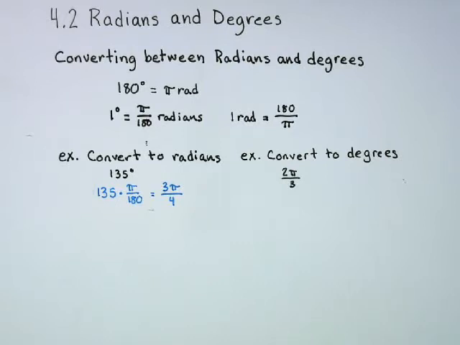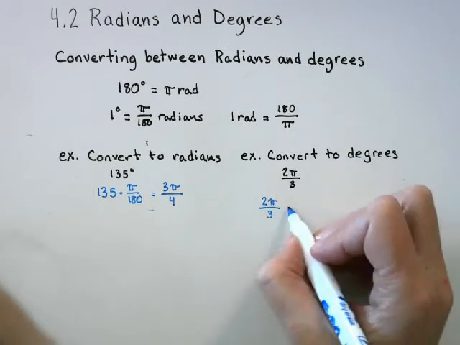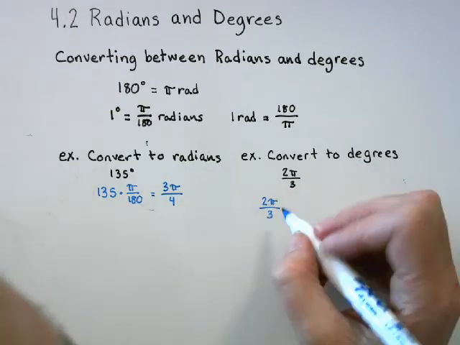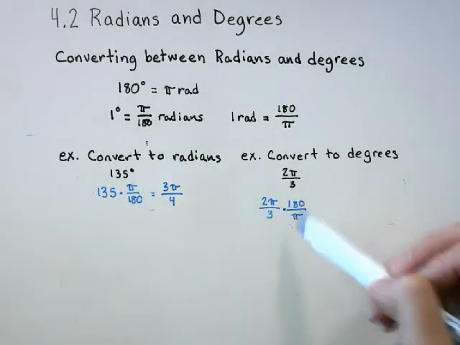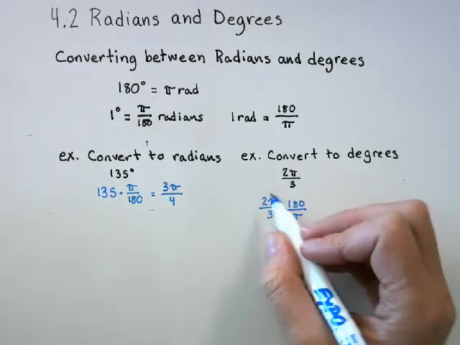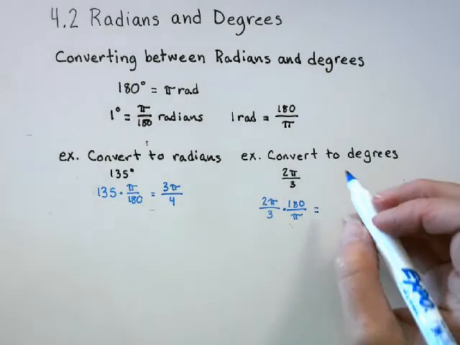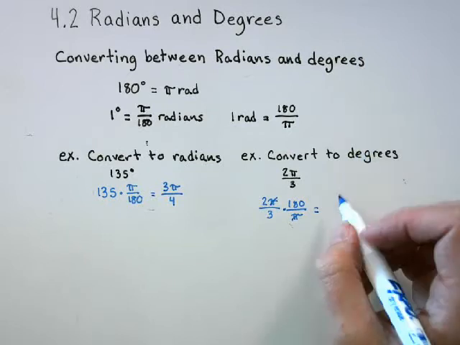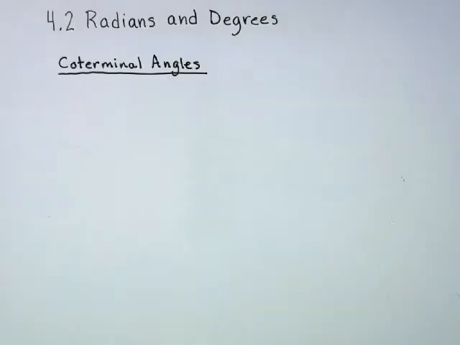Our next example, we're going to convert to degrees. So the given angle is 2 pi over 3. So we're going to take 2 pi over 3 and then multiply that by 180 over pi. And if you ever forget which direction, you can always just set up a proportion. Or just looking at it, I need the pi's to go away, so the pi's got to go in the bottom. So this is going to simplify. The pi's will cancel. We're going to have 2 times 180 divided by 3, which ends up being 120 degrees.